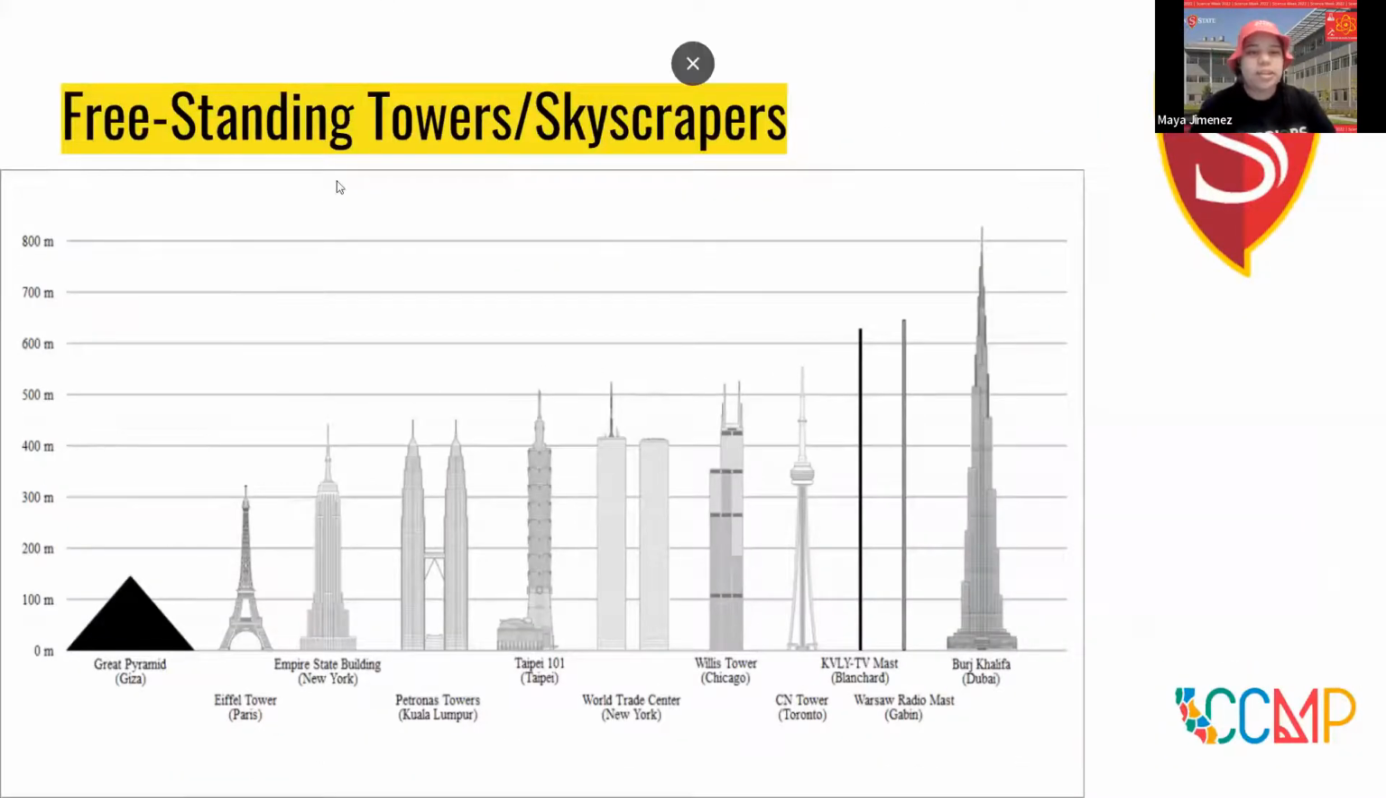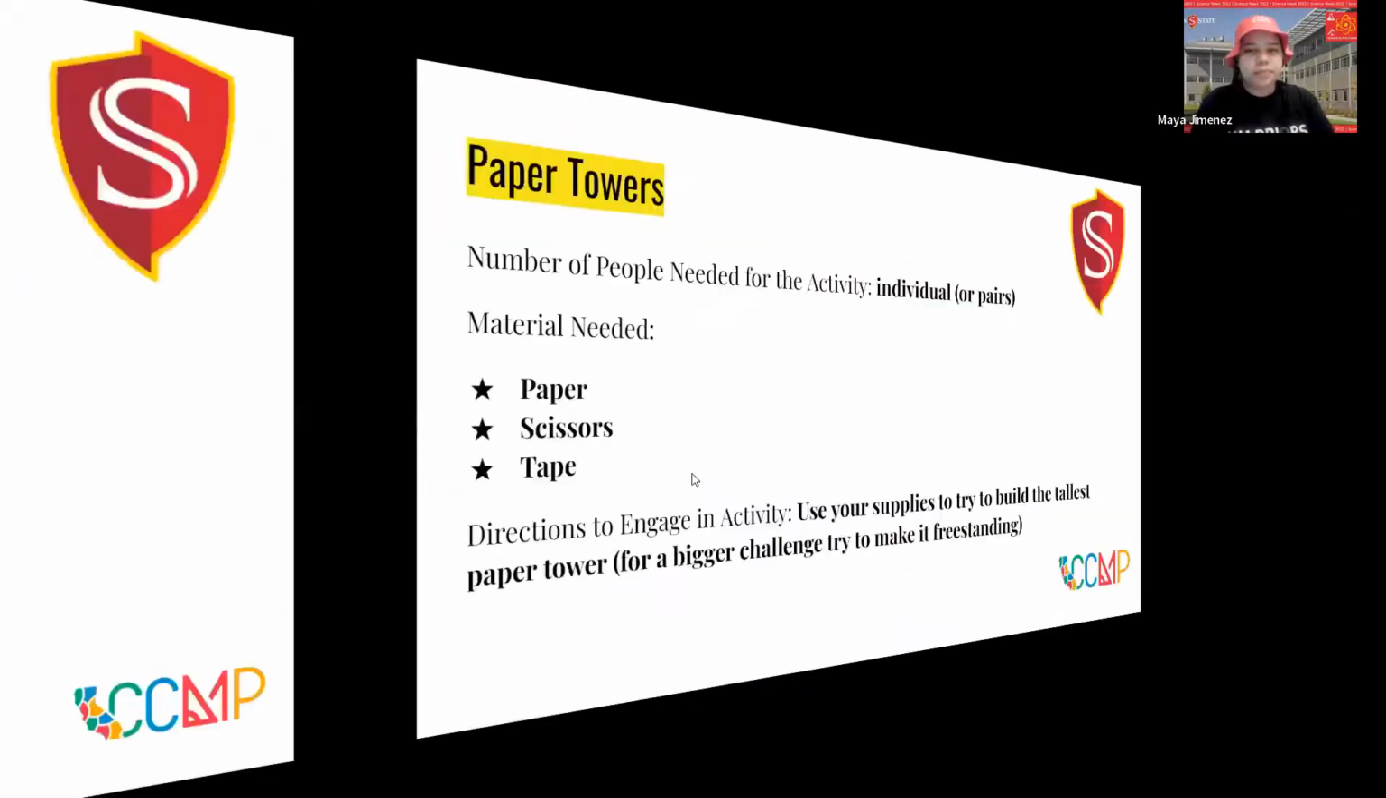So here are some freestanding towers and skyscrapers we have across the world. We have the Great Pyramid, the big triangle. And then if we move towards some of the other ones that we see, a lot of squares, a lot of triangles. Some of them are designed differently than others, but they all work just the same. They all provide great support. It just depends on the environment that they're at.